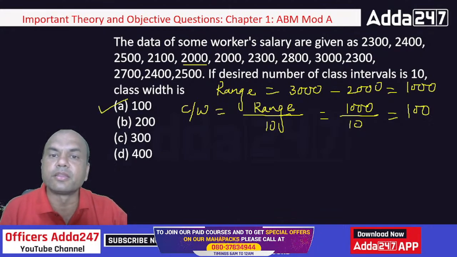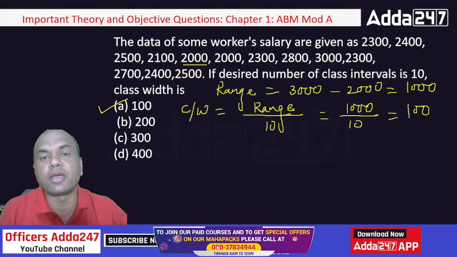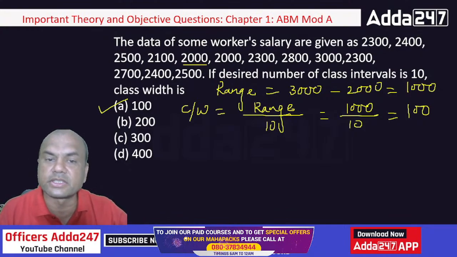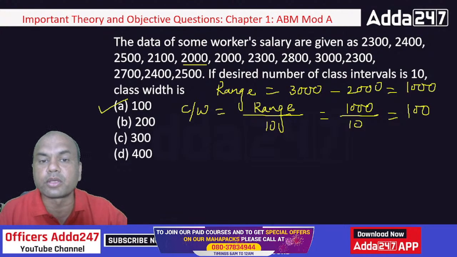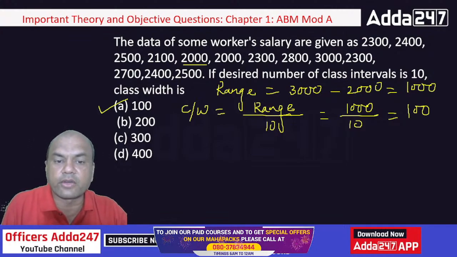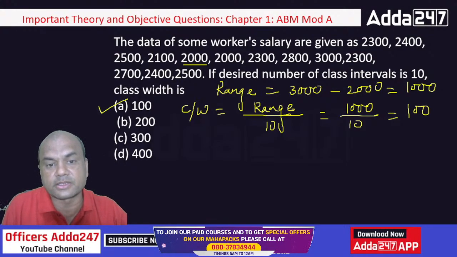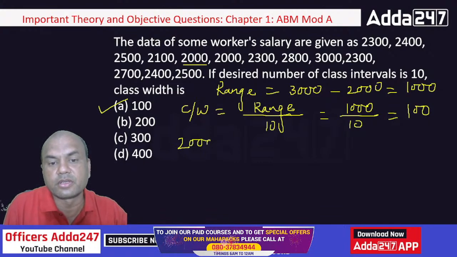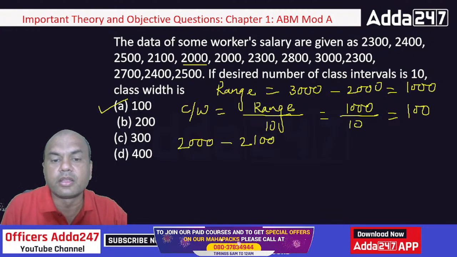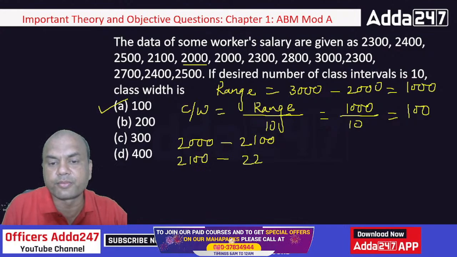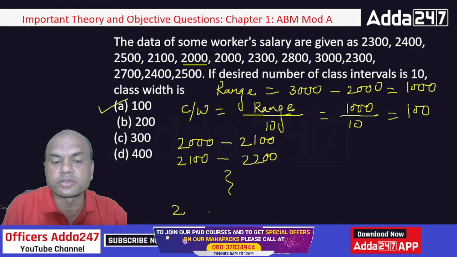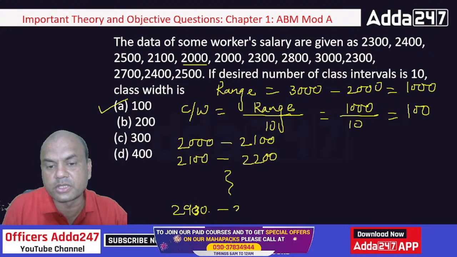What does it mean that I am having the class width of 100? See this. I'll start from 2000, the lowest number, and start marking the classes. It will be 2000 to 2100. Then 2100 to 2200. And so on. Up to the last one will be 2900. We can't go beyond the highest number, 3000.